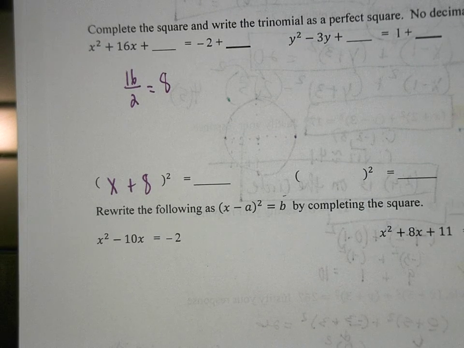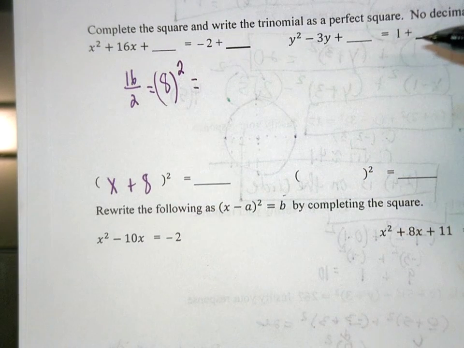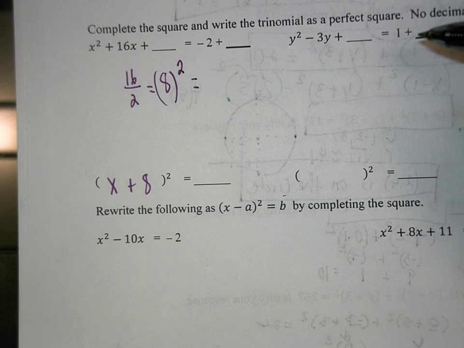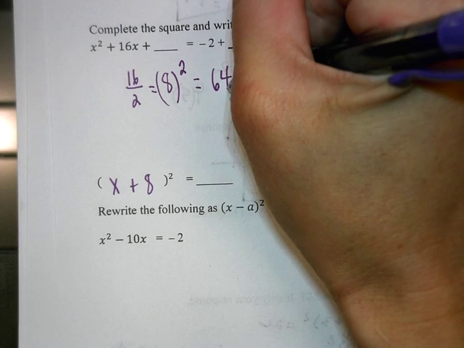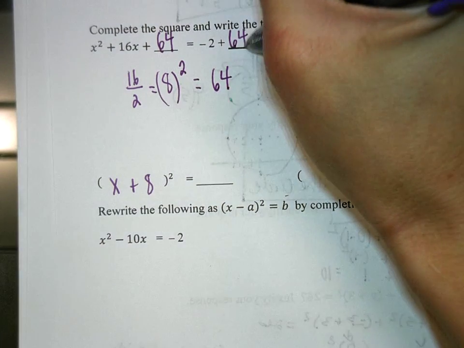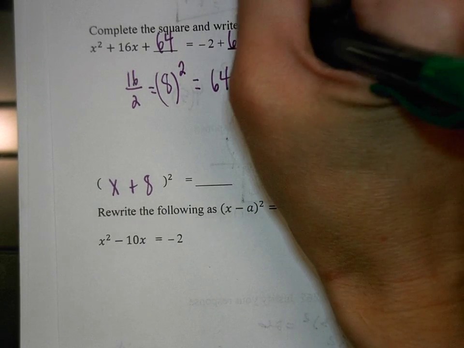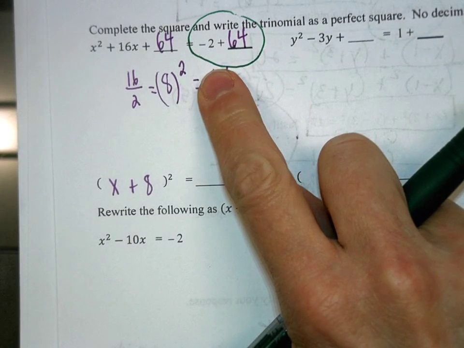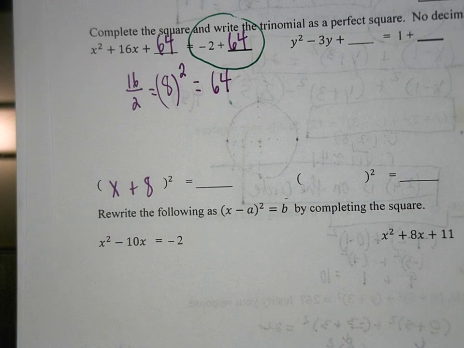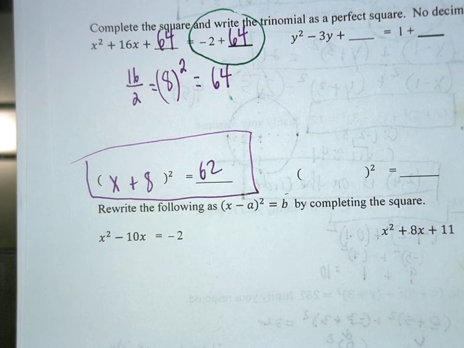All right, so next we are going to square that 8, which is what? What's 8 squared? 64. So the adding number, the number that I'm adding to both sides in order to keep it balanced, is 64. Okay? And then if you already had another number, in this case there was a negative 2 there, we would just combine those together. And what is negative 2 plus 64? 62. So that's it. That's all we're doing today, is we're going to write our perfect square and simplify the right side.